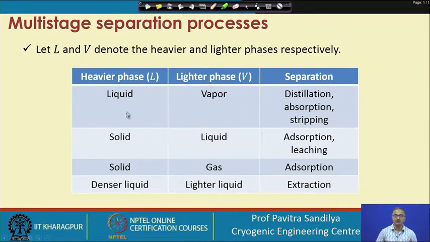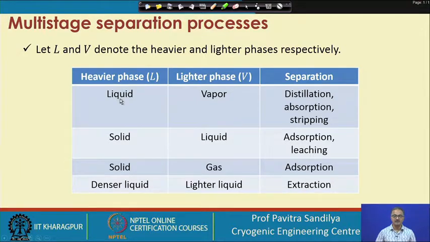Now depending on the kinds of fluids we have different types of processes. So here we are denoting by L and V the heavier and lighter phases. These should not be confused with liquid and vapor. So, L represents the heavier phase and V represents the lighter phase.